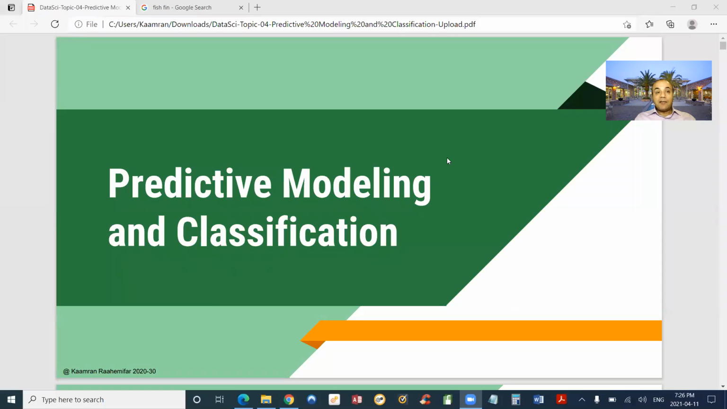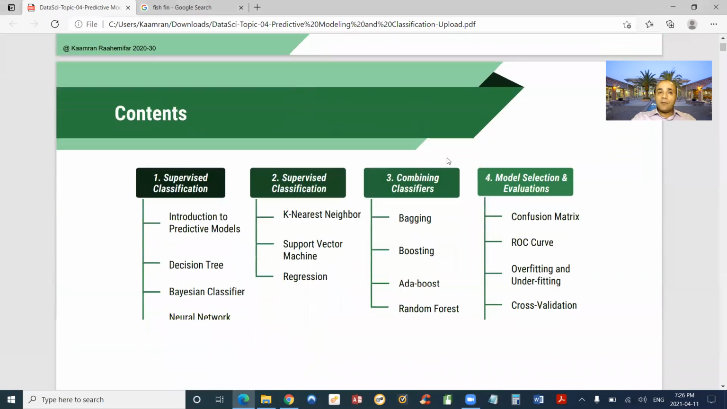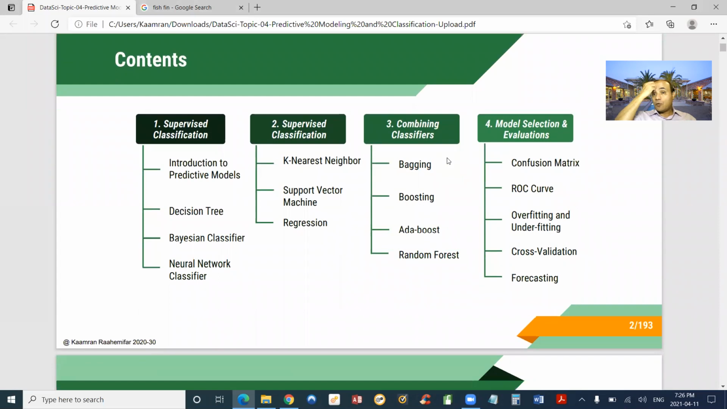Excuse me. So let me share my screen. This is session 7, that's topic 4, predictive modeling and classification. So let's take a look at the content that we would potentially want to discuss in this session.